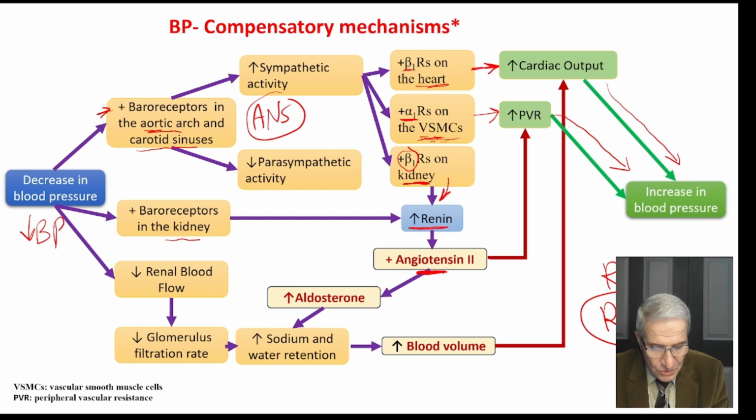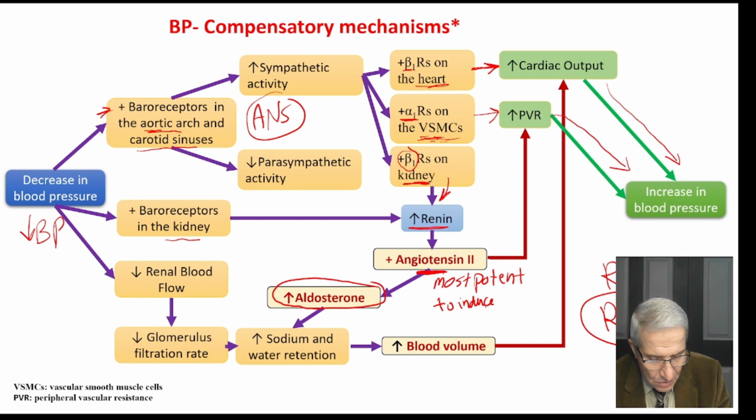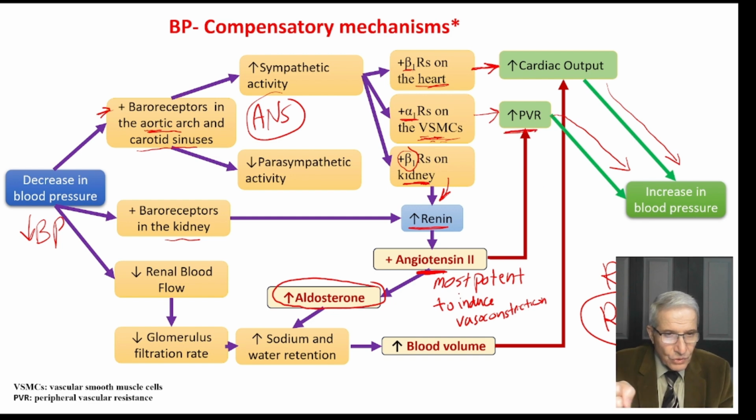Angiotensin 2 is also responsible for increased secretion of aldosterone from the adrenal cortex. Speaking about angiotensin, it is considered the most potent agent to induce vasoconstriction, and this will lead to increased peripheral resistance. So it stimulates the blood vessels and increases peripheral resistance.